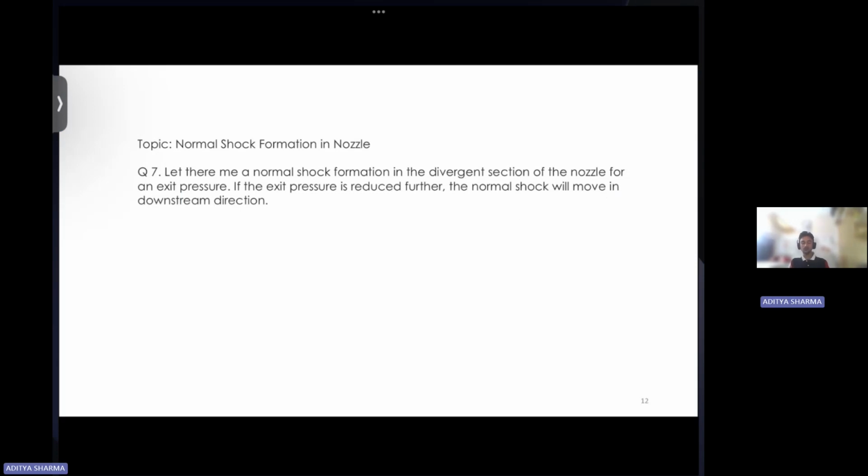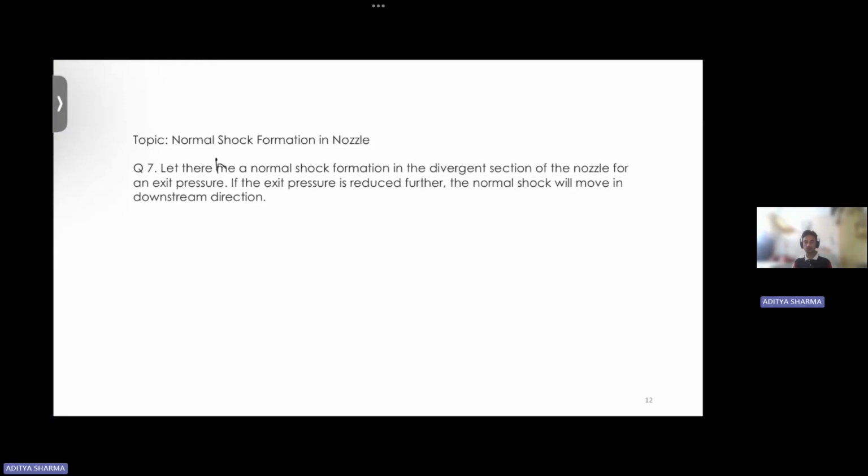So now we see this question, right? The question says, let there be a normal shock formation in the divergent section of the nozzle for an exit pressure. If the exit pressure is reduced further, the normal shock will move in the downstream direction. Whether this statement is true or false.